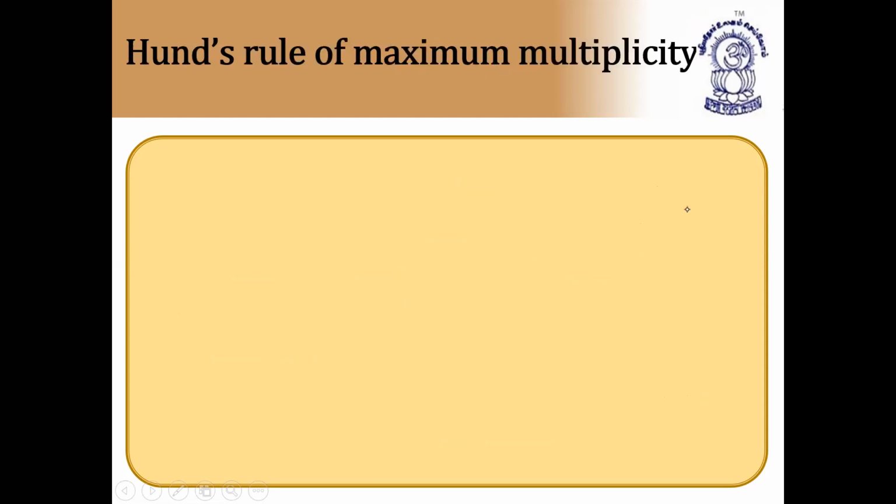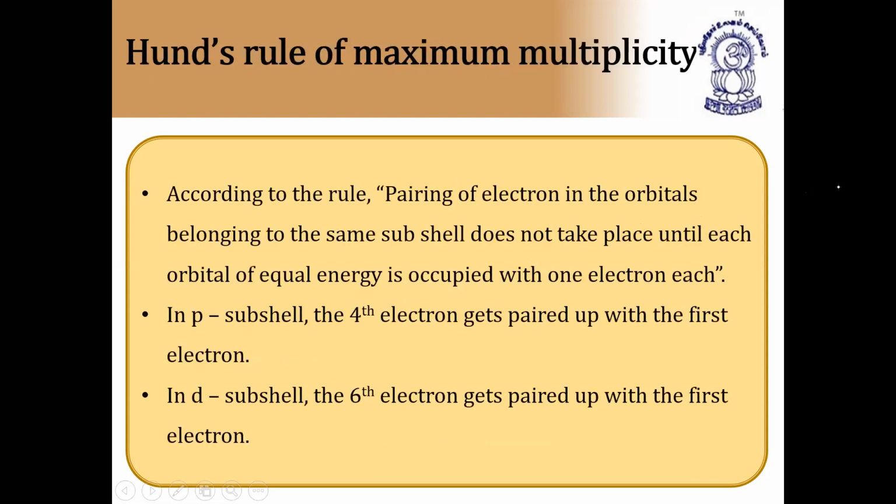Next, Hund's rule of maximum multiplicity. According to this rule, pairing of electrons in the orbitals takes place only when all the orbitals in the subshell are filled up with one electron in each box.